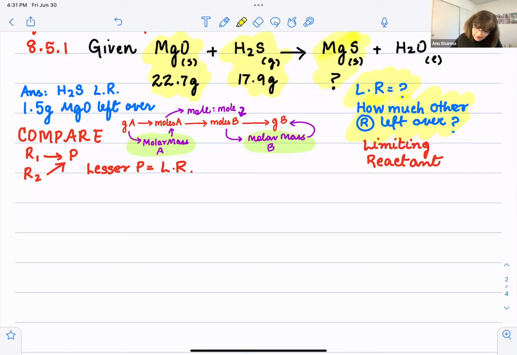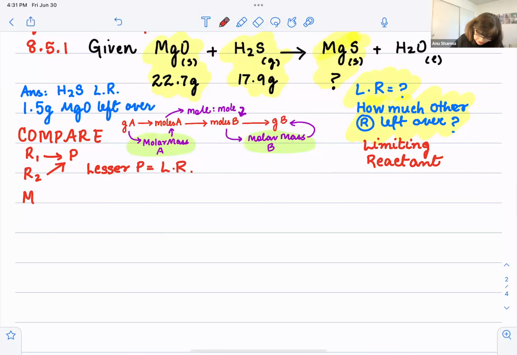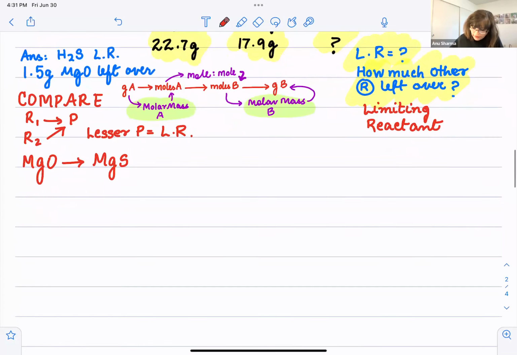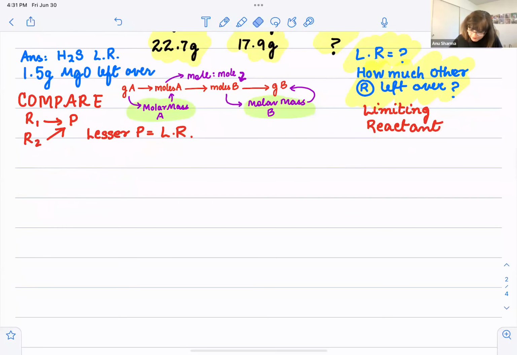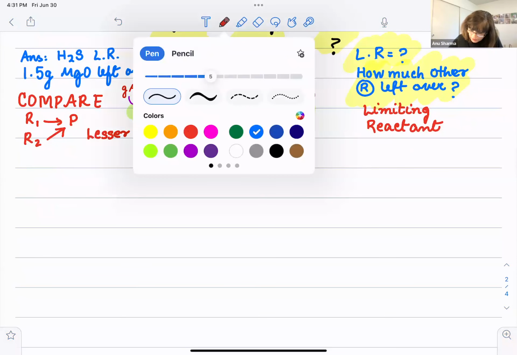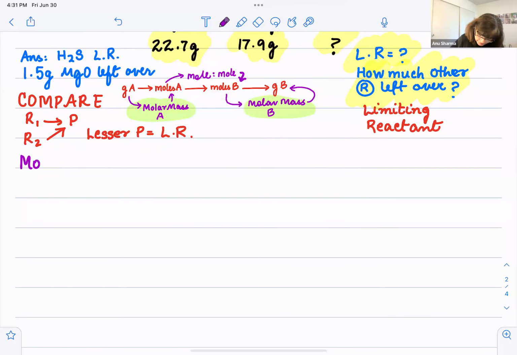Okay, so we are comparing the two, using the same strategy. First is magnesium oxide. Using the magnesium oxide, how much of the magnesium sulfide can you produce? On the side, we would need the molar masses. So let's do that on the side first of all. Molar masses, let's put it in a different color. Molar mass.